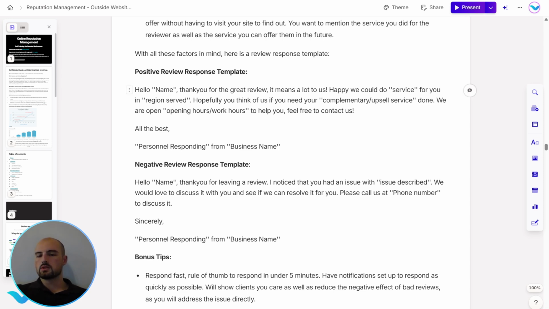Happy we could do the service. So you mention what you did, because that shows other people reading the reviews what you did. For your in-region service, you also mention the region. So now you're showing people, okay, we service this in this region. If somebody's searching for information, now they just got it.